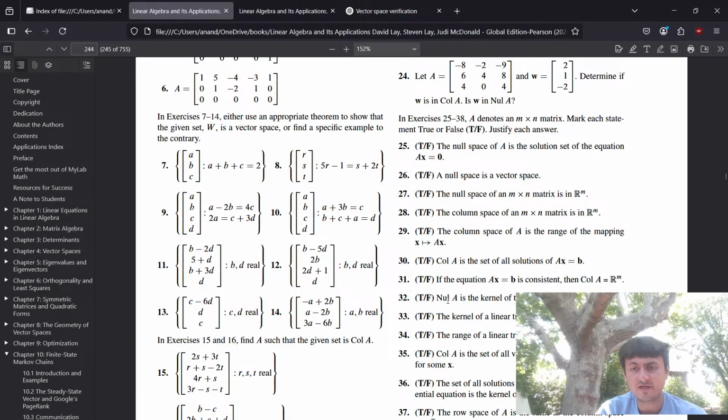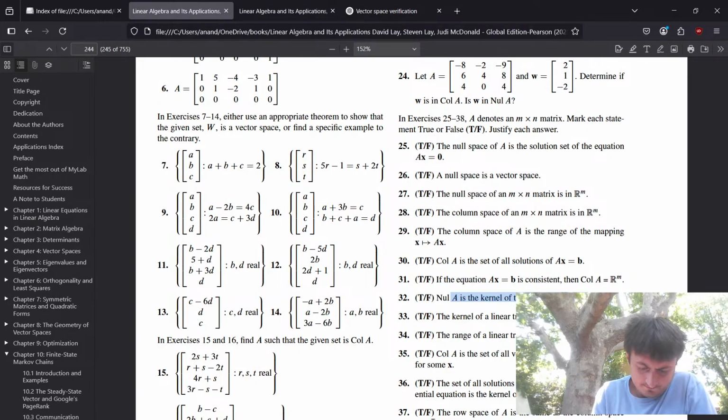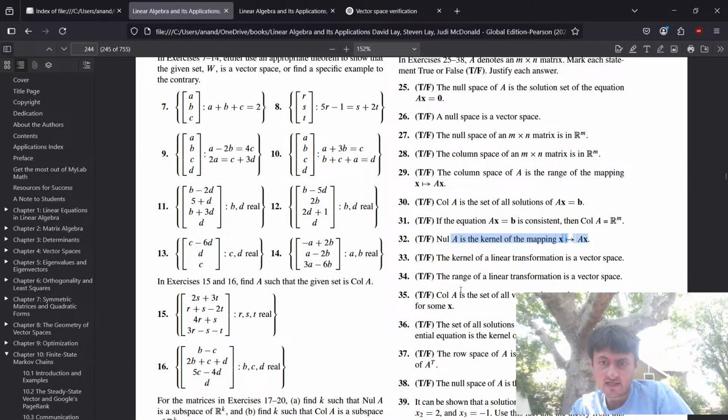Okay, 32. The null space of A is the kernel of the mapping. That's true. 33. The kernel of a linear transformation is a vector space. That's true. The range of a linear transformation is a vector space. True. Okay, the column space of A is the set of all vectors that can be written AX for some X. That's true.